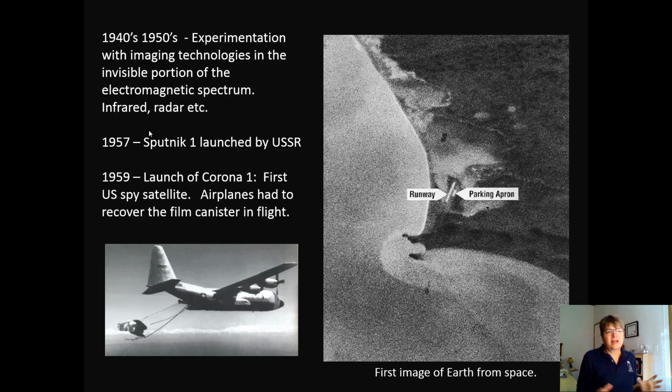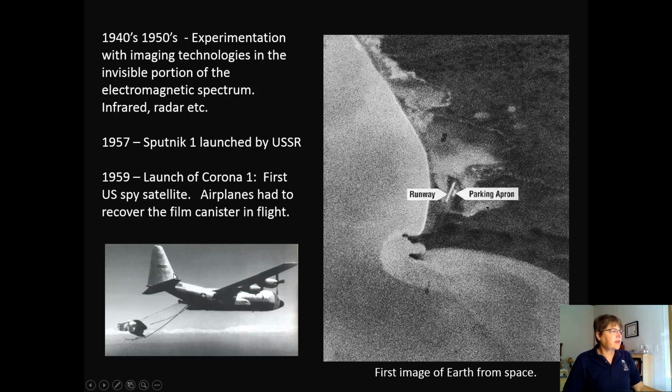And America wanted to not only get into space, but send up some cameras. So they had this thing called the Corona 1 program, the first spy satellite. And I think this is Cape Canaveral. And this is a runway. There's a parking apron, a parking lot. This is the first picture coming from Corona. Now, this is not Corona.